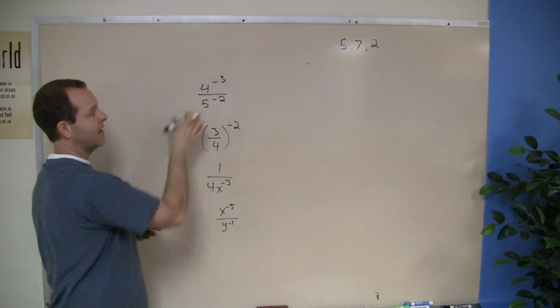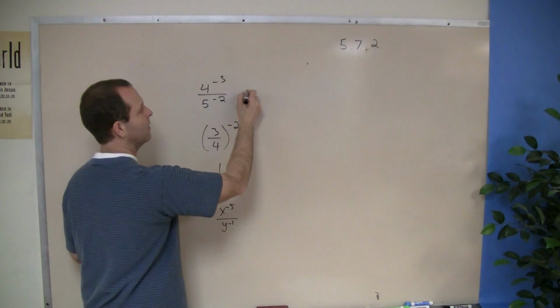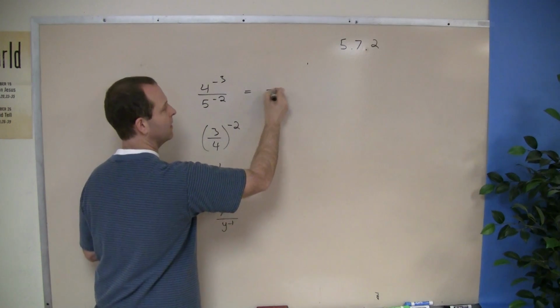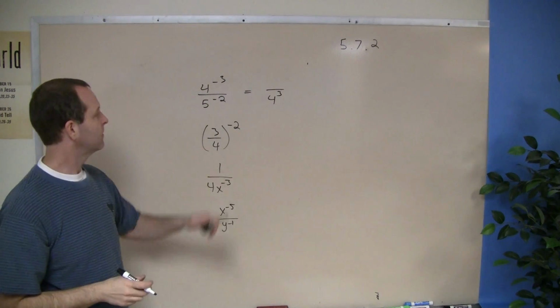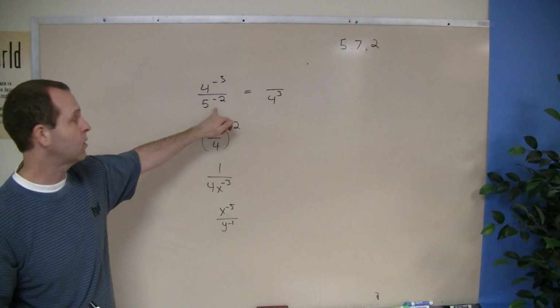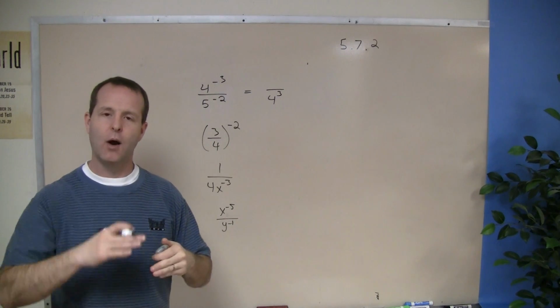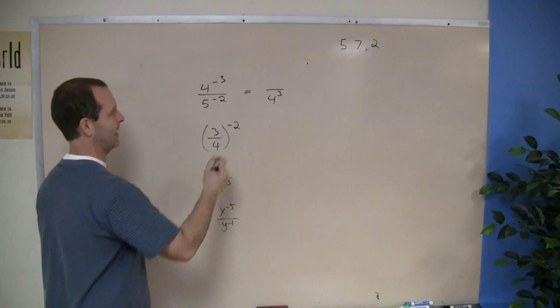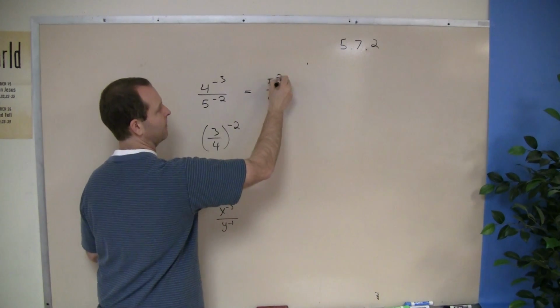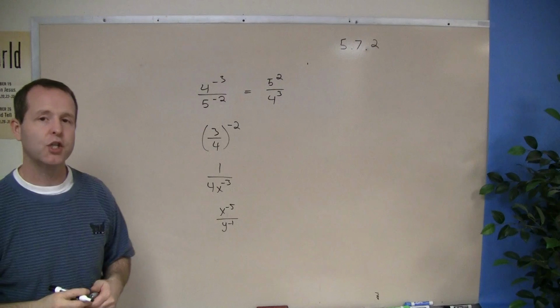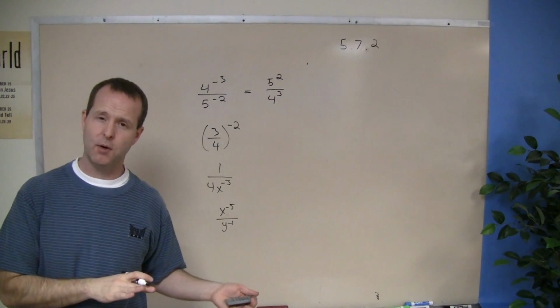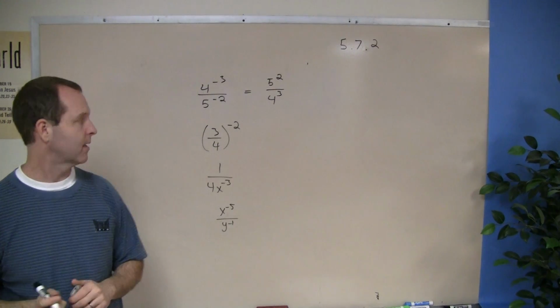So 4 is upstairs right now to the negative third. So I'm going to put it downstairs to the positive third power. And this 5, it's already downstairs with a negative 2. In order for me to make that a positive exponent, I'm going to change its floor and stick it up top. So those two expressions are equivalent.